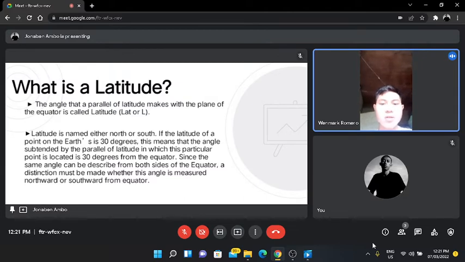If the latitude of a point on the Earth is 30 degrees, this means that the angle subtended by the parallel of latitude in which this particular point is located is 30 degrees from the equator. Since the same angle can be described from both sides of the equator, a distinction must be made whether this angle is measured northward or southward from the equator.